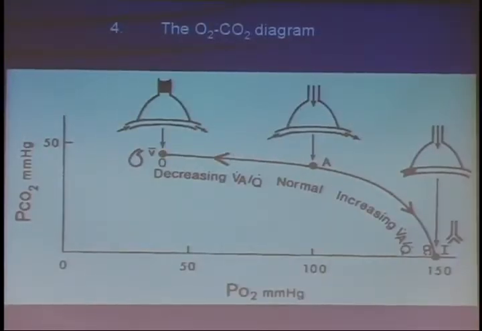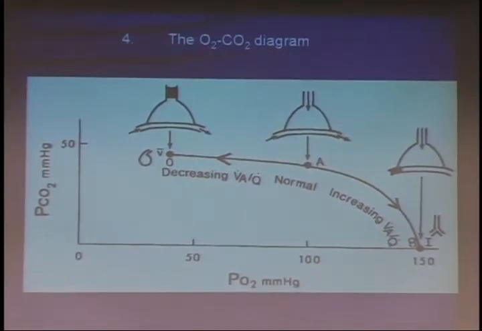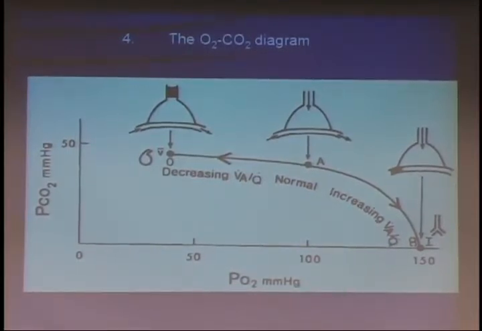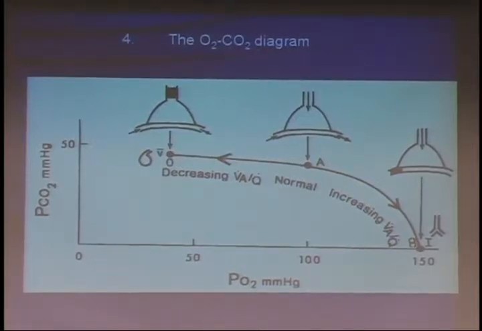Now, this is a graph that's called the O2-CO2 diagram, and I find it something of a really unique and almost miraculous way of looking at things. What this curve shows you is that if you're breathing ordinary room air and your mixed venous blood has the usual composition, then this line describes every possible combination of PO2 and PCO2 you could have. Let's see how it works.